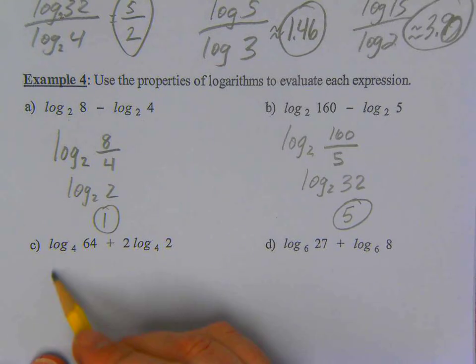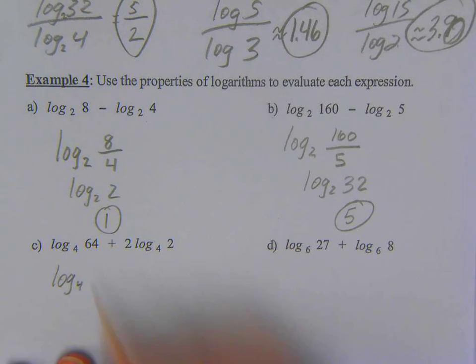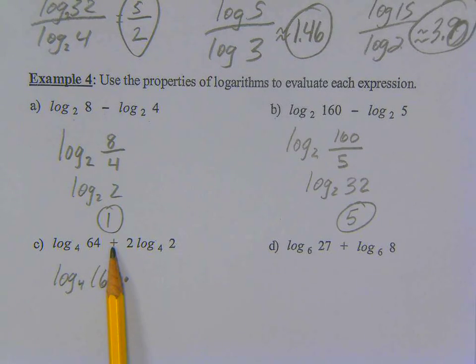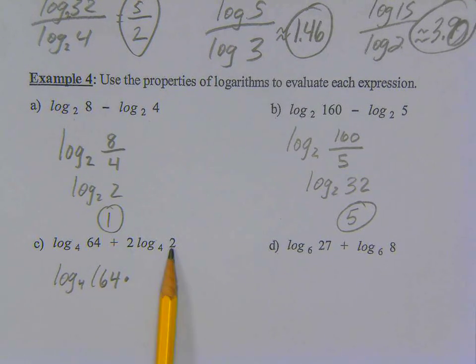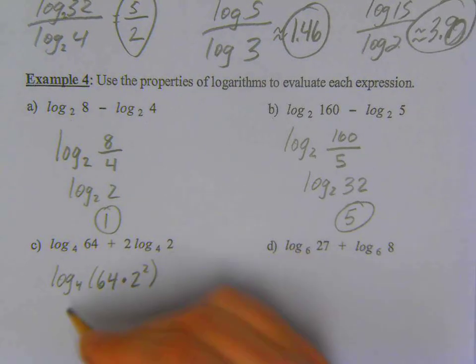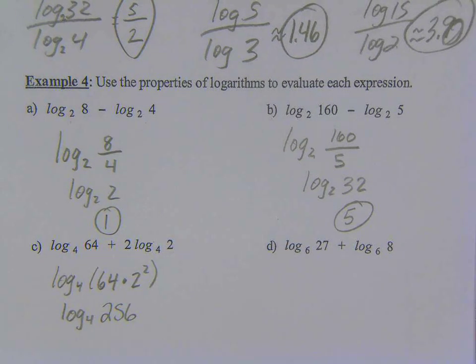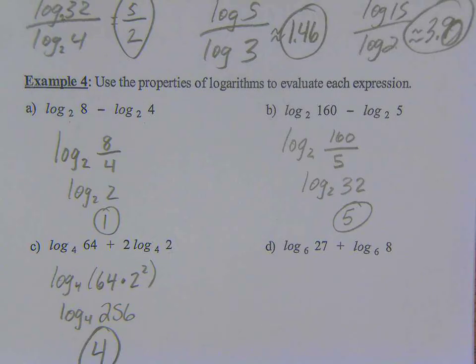All right, on this one I've got to go log base 4 of 64 times, right? Because we're adding, putting it together with multiplication. And what am I going to do here? 2 squared. So what's 64 times 2 squared? 256. Shoot, what's 4 to the what is 256? I've got 4, 16, 64 times 4, I think, is 256. Isn't 4 to the 4th 256? So there we have it.